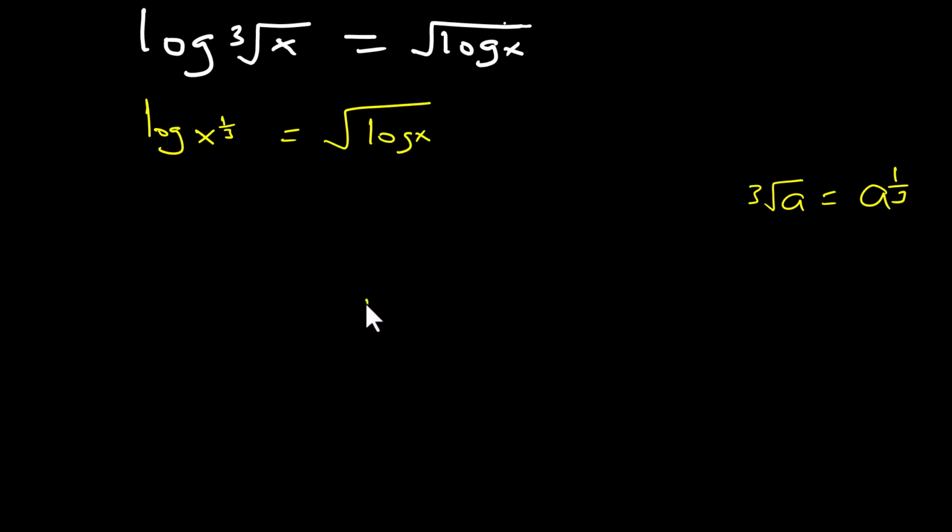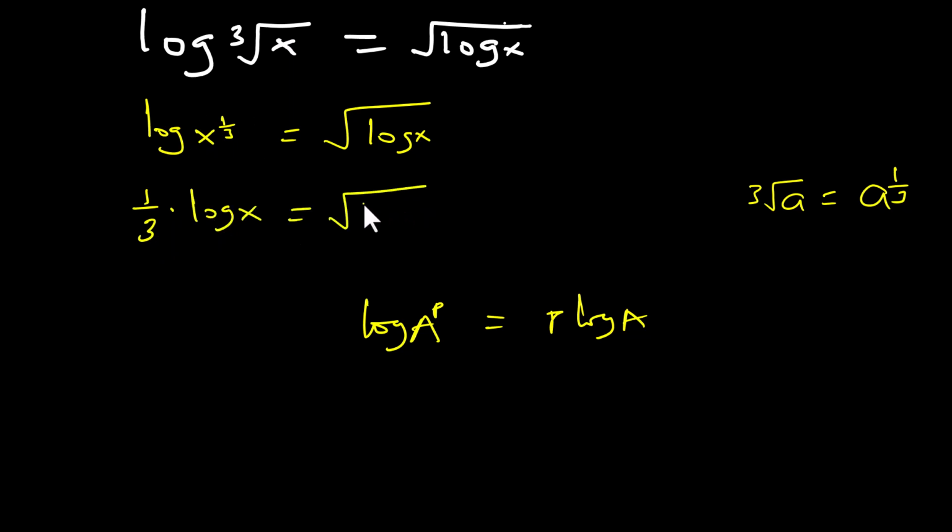Okay, so given log a to the power p is the same as p log a, we can bring down this power, so we can say 1 over 3 times log x equals the square root of log x.